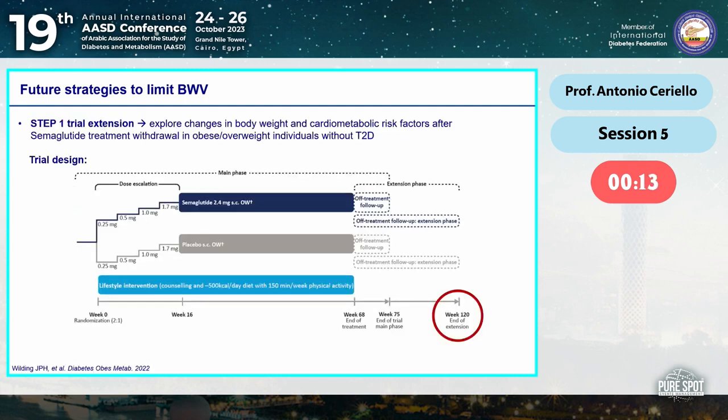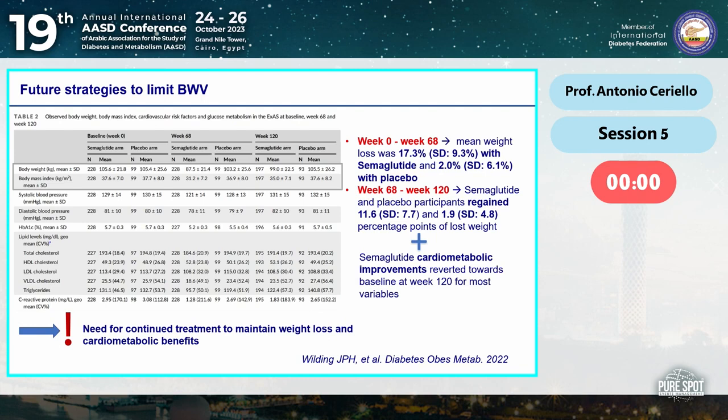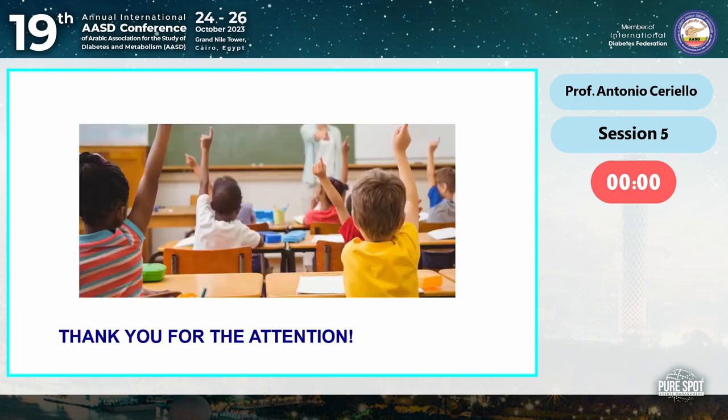What is the bad news? It is that this works only as long as you take the drug. This is the STEP 1 trial extension. You see, this trial was clearly showing the benefit of semaglutide in reducing weight. We know this very well. The problem is that when you stop, people regain weight. So this clearly means that there is no chance: if you want to control weight with the drugs, they must be taken lifelong. Otherwise, the only other chance is to convince your patients to follow a very tough diet to keep the weight stable, something that in practice is very complicated and difficult to achieve.